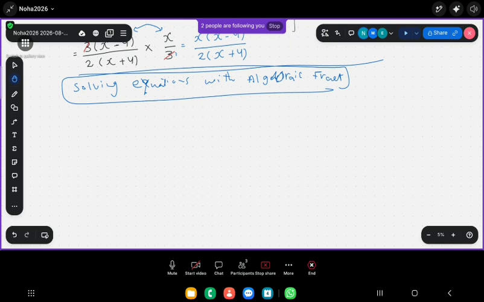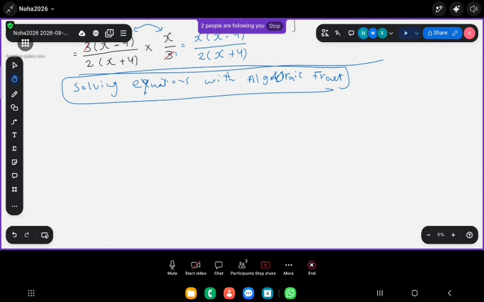We don't like fractions in equations. Equations don't like any fraction. So our first goal is to get rid of them. Okay? How can I remove the denominator? If you have any denominator, how can you remove it?